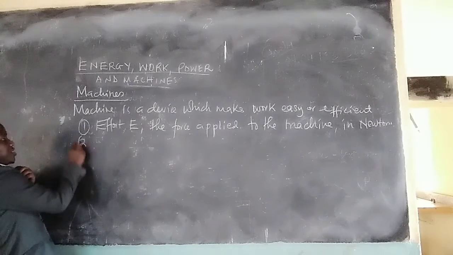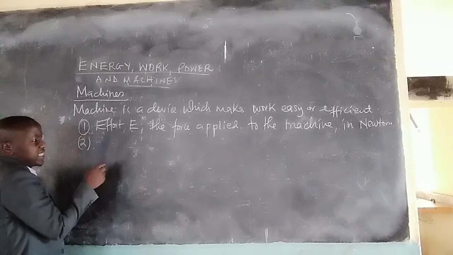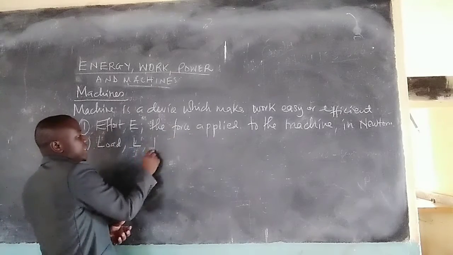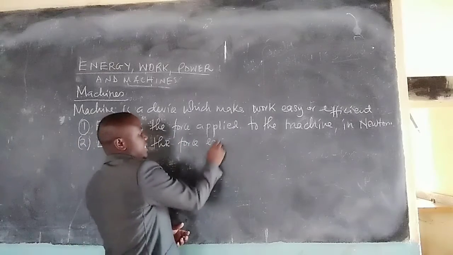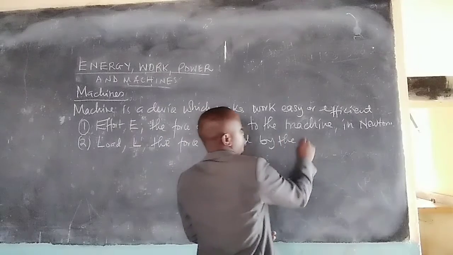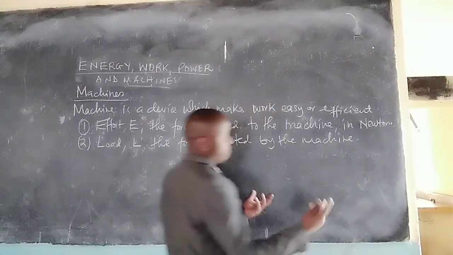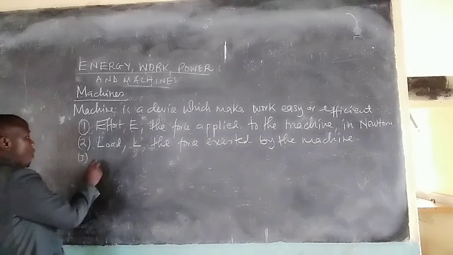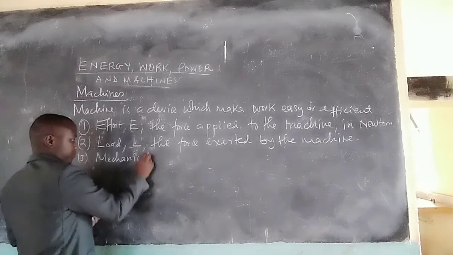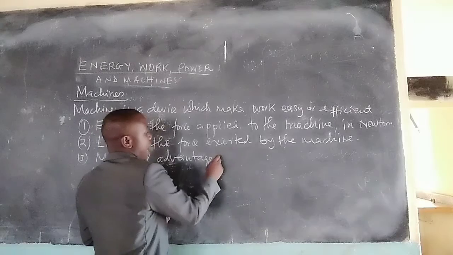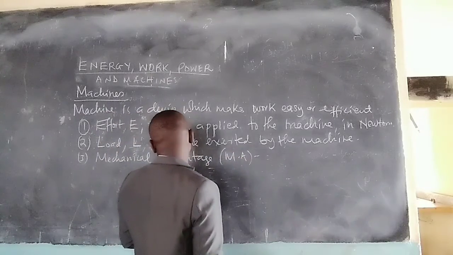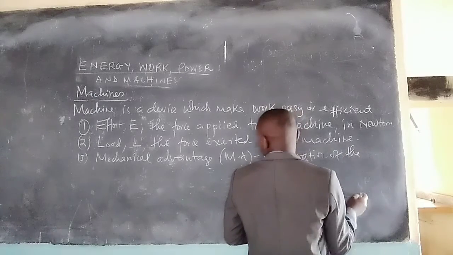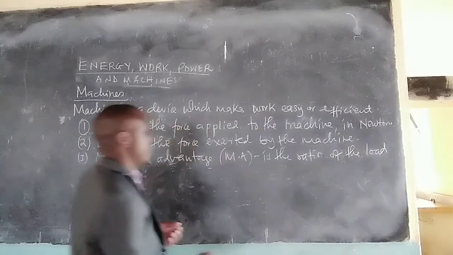If you apply an effort, the machine creates some force, and that is called load, abbreviated capital letter L. This is the force exerted by the machine, and of course in newtons. Then the other term, number 3, we call mechanical advantage, abbreviated MA. The mechanical advantage of a machine is the ratio of the load to the effort.